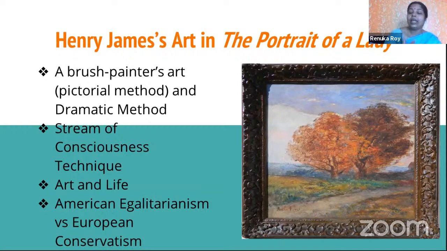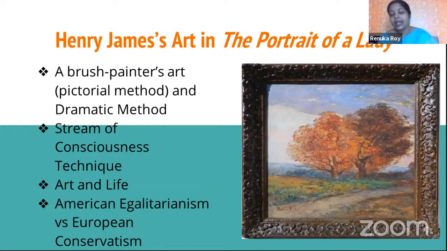So this ideal has been very beautifully projected through the characterization of Osmond. Osmond here represents this ideology of Henry James. As the author himself feels that art gives completeness to the disorderly form of life. Life is in itself very chaotic, very disorderly, very haphazard. And in order to give a beautiful shape to life, nurturing and cultivating the artistic attitude, or art, is extremely required.